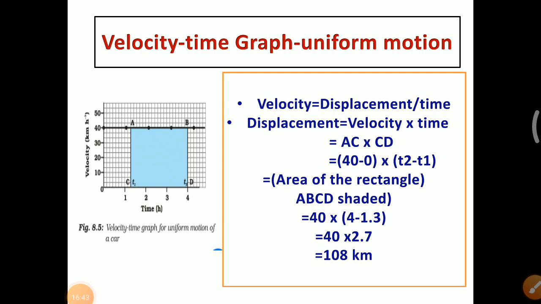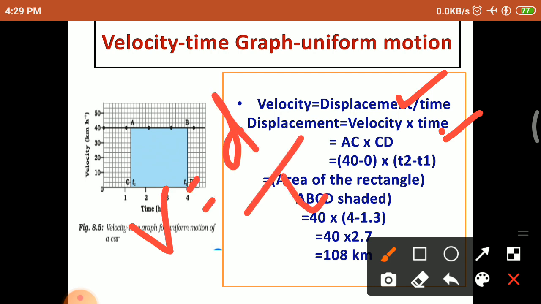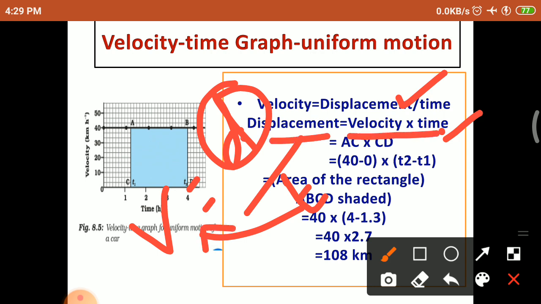The next one: from this graph we can calculate the displacement. We know the formula velocity equals displacement by time. If you rearrange, displacement equals velocity into time. How? V equals d by t. If you want d, the t will come here. So velocity into time equals displacement.